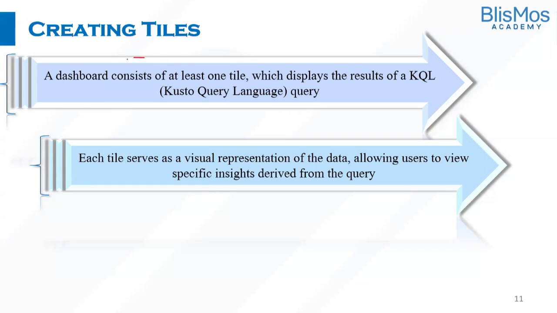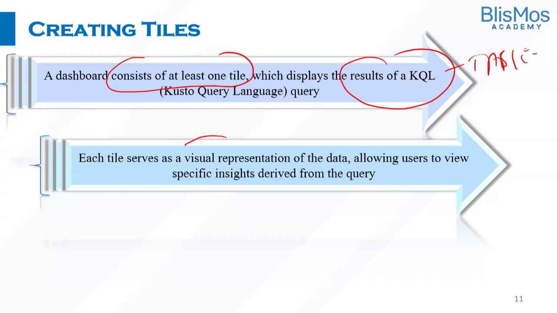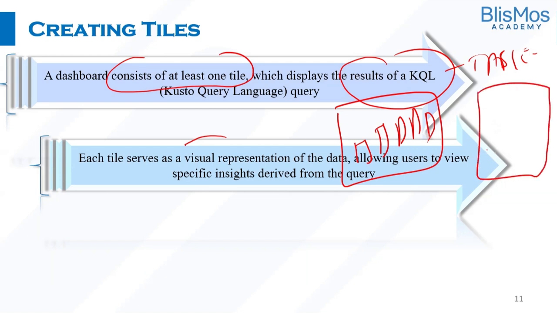As I already said, a dashboard consists of at least one tile which displays the results of the KQL query, which is nothing but a table. Then each tile will serve as a visual representation of the data, allowing users to view the insights derived from the query. Depending on the tile, one may give you the monthly sales, another may give you the number of users signed up in a month. Insights can be the sales, number of users signed up, the profit, multiple things.